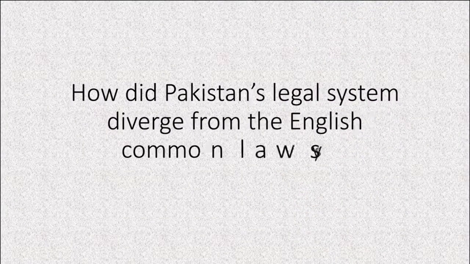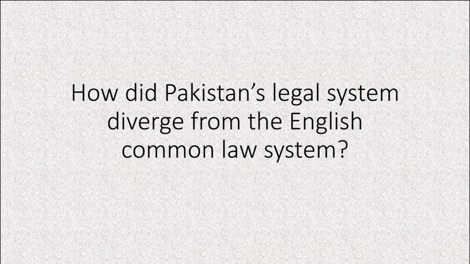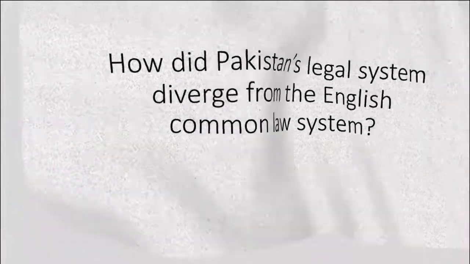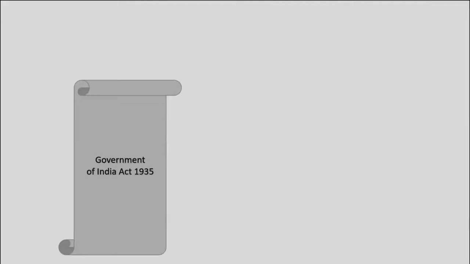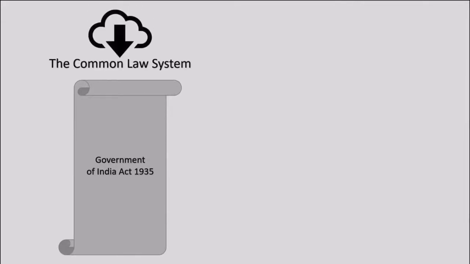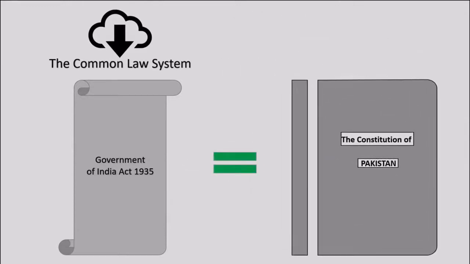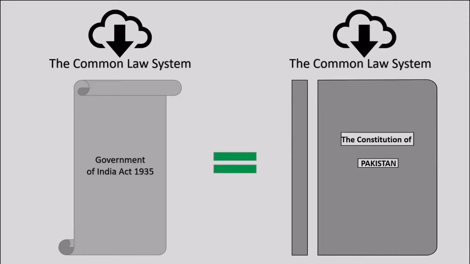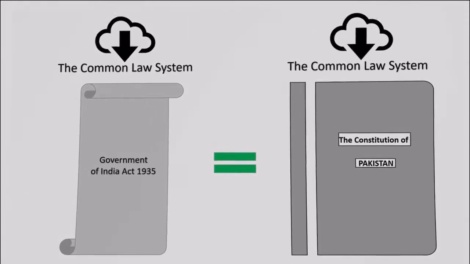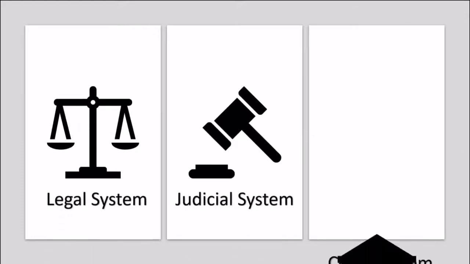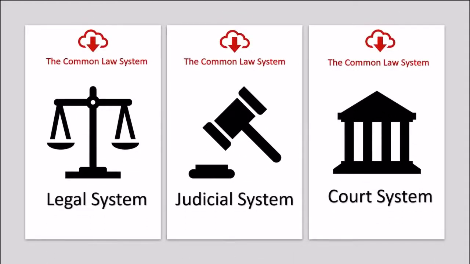How did Pakistan's legal system diverge from the English common law system? The Government of India Act of 1935 adopted the common law system. So Pakistan also adopted the common law system in its provisional constitution. The legal, judicial, and court systems of Pakistan also adopted the common law model even after the British rule ended.